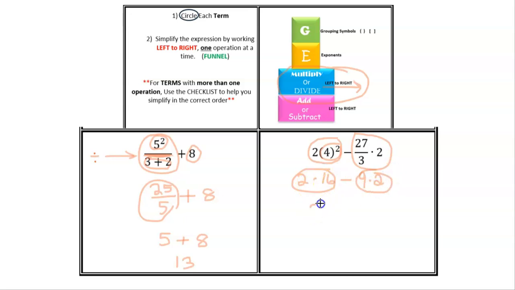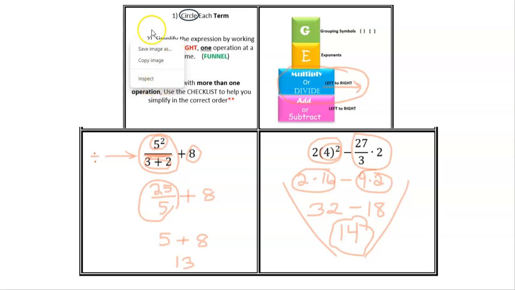Well, 16 times 2 is 32. And 9 times 2 is 18. Now we subtract. 32 take away 18 is 14. And you are done. That is in simplest form. We funneled one operation at a time, cleaning up each term as we went. Then finally subtracting, which is at the bottom of our chart, left to right.